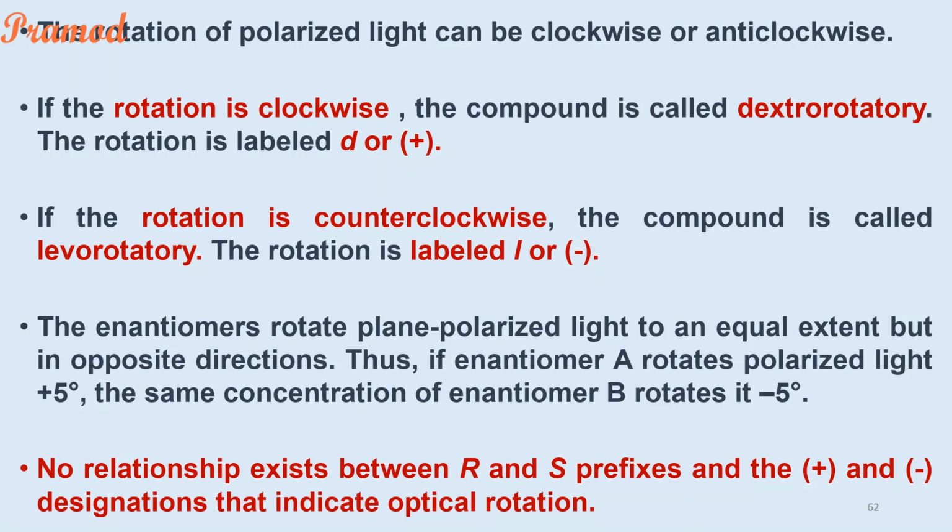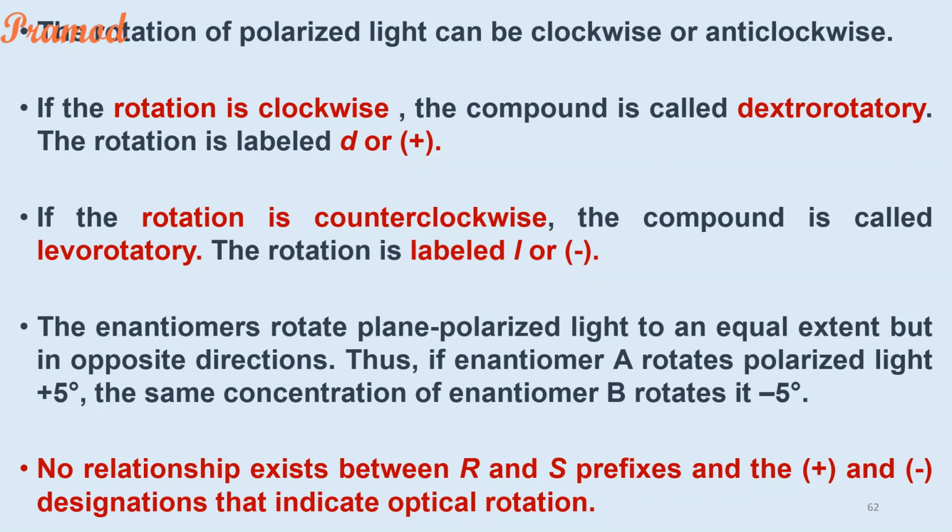Now the second part. Some compounds may rotate in an anti-clockwise direction. If the rotation is counterclockwise, towards the left-hand side, the compound is said to be levorotatory, and the rotation is labeled by small l or a negative sign. So a negative sign or a small l represents levorotatory compounds.